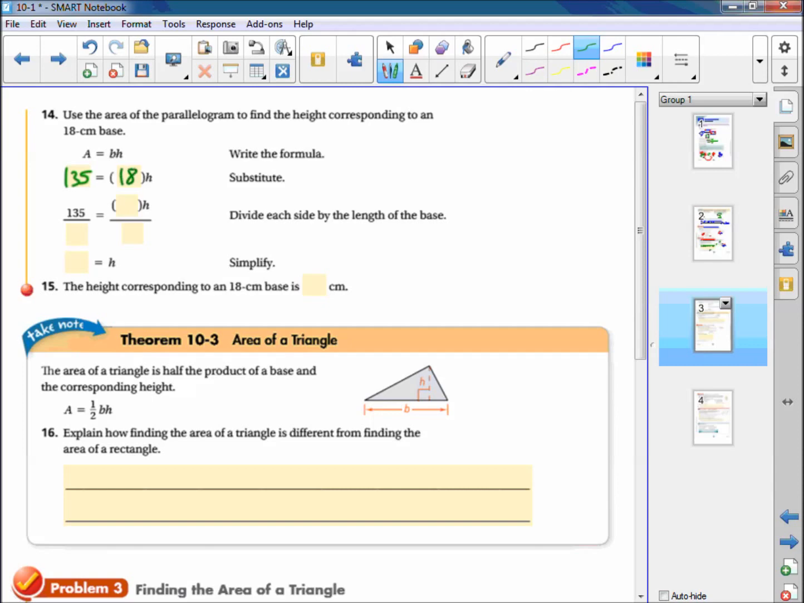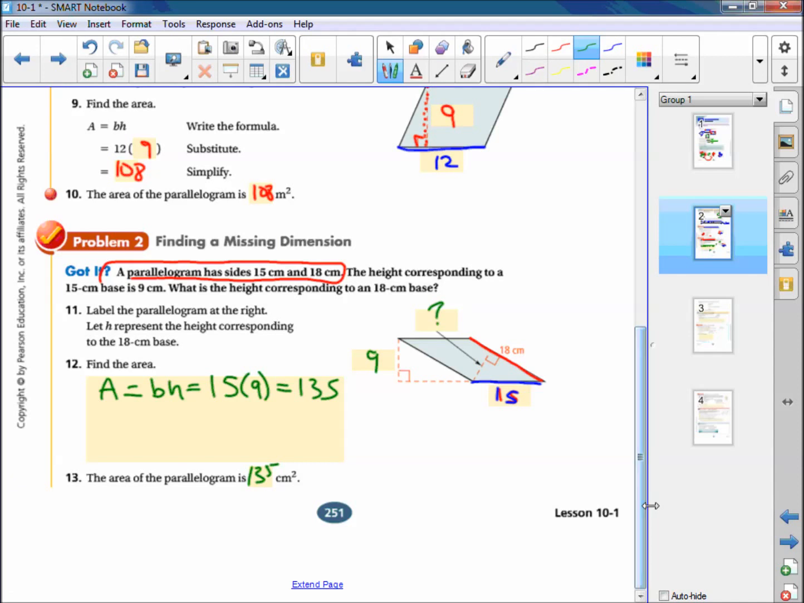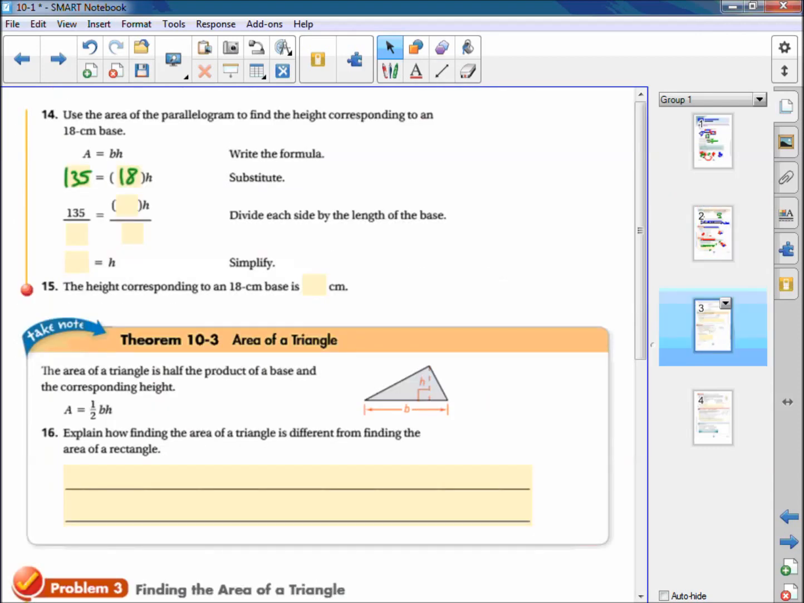And we want to find the height that goes with it. So we'll go back and look at the picture again. So down here we have this 18 base, and we want to find its corresponding height that goes this way. That's the question mark. Now we already know the answer to the area of the 18 times the height.